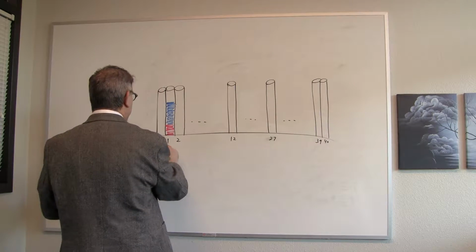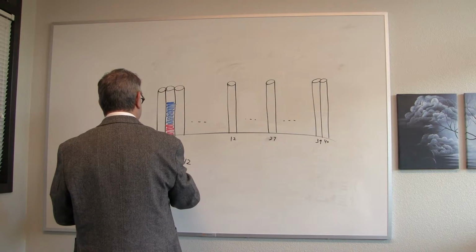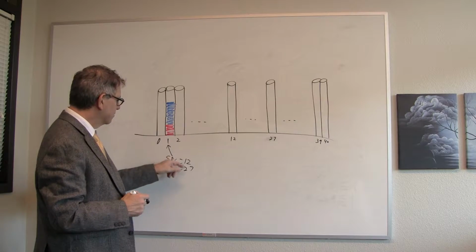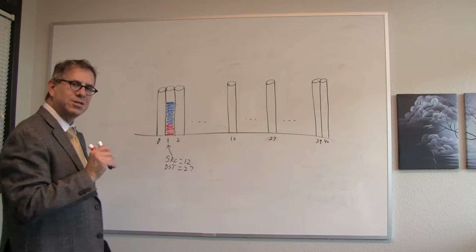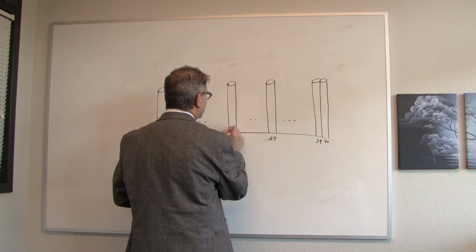Let's look at this tube right here, and suppose that the amount of source is equal to 12 and the amount of destination is equal to 27. We would say that corresponds to a transfer between tubes 12 and 27, but it's not really that straightforward. So let's put some chemicals in 12 and 27 to begin with.